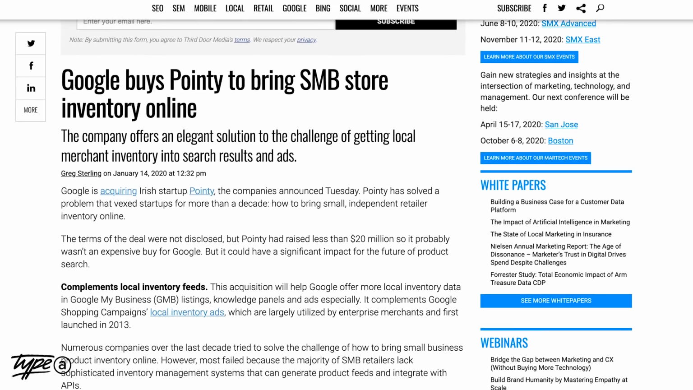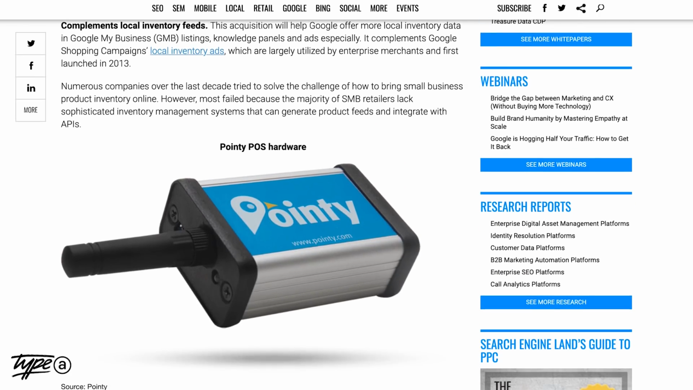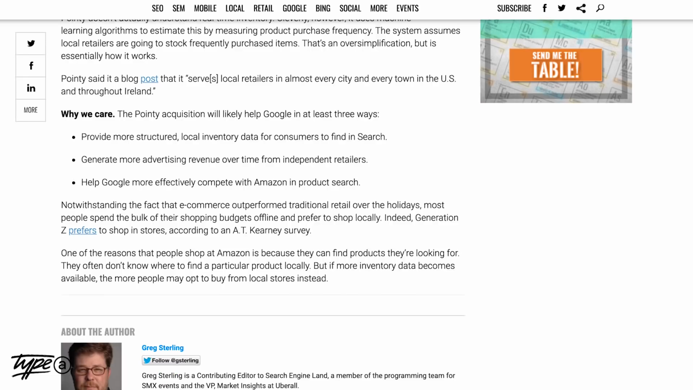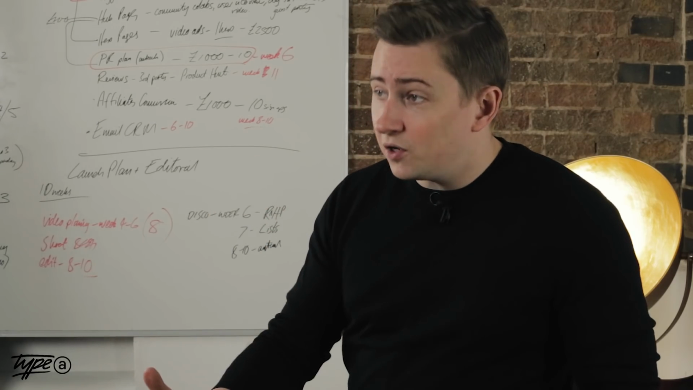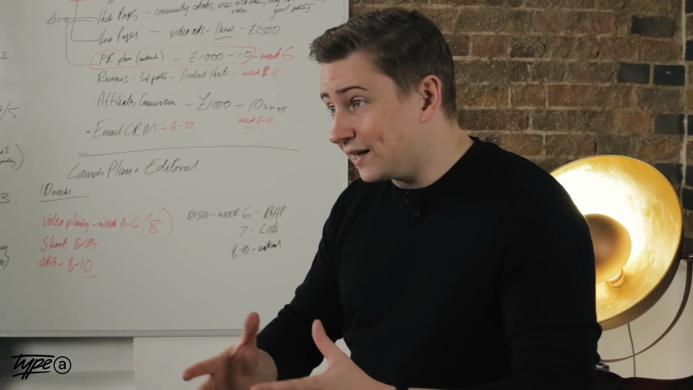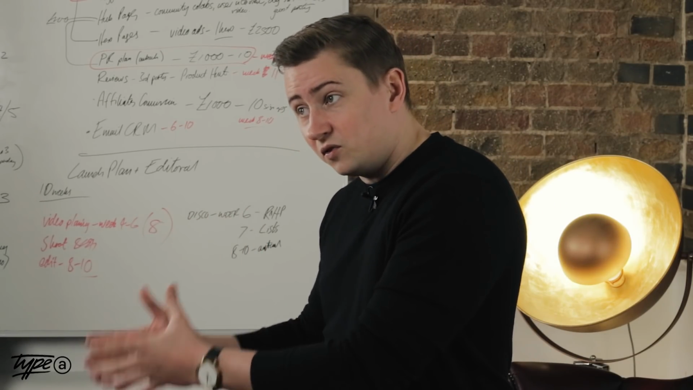Pointy is a company that helps local shopkeepers understand their inventory. Essentially, they manufacture little bits of hardware that attach to the barcode scanners and log all of the items that the shop actually sells and stick them in a database. Now, with this purchase, I think what we're going to see is local shop inventory numbers coming to the GMB profiles themselves.